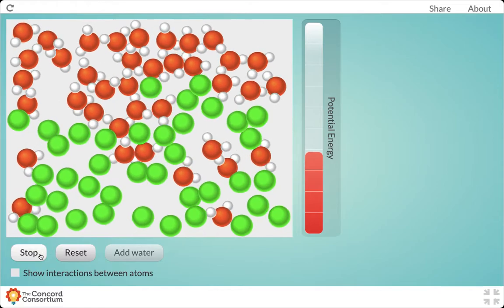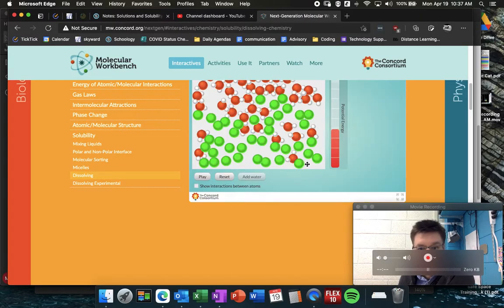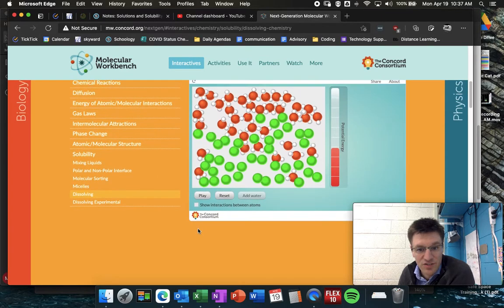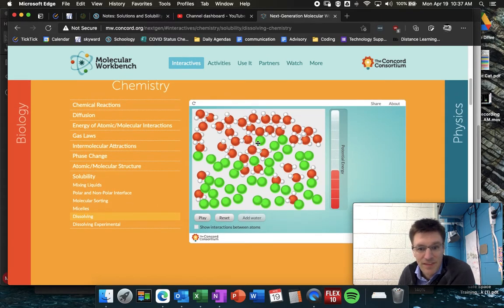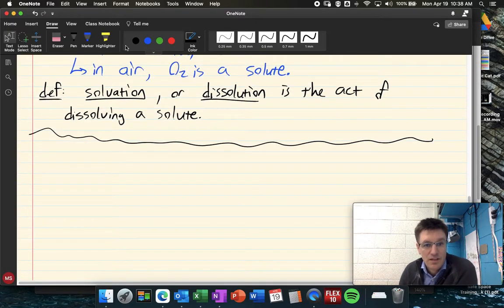So let's go ahead and write that down. I'm going to stop this simulation. And the more that mixes together, right, the more the solute particles, like the sugar, it just kind of starts to disappear because the little sugar particles, the sugar molecules, they get spread out in between the water molecules, right? They separate, and they no longer act like a single solid, okay?